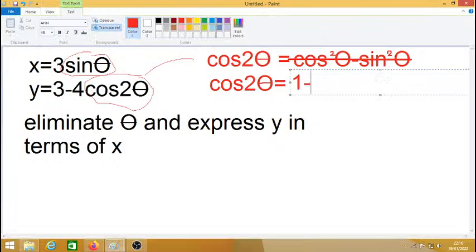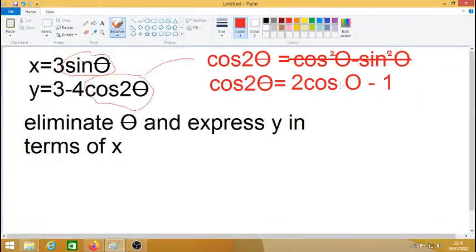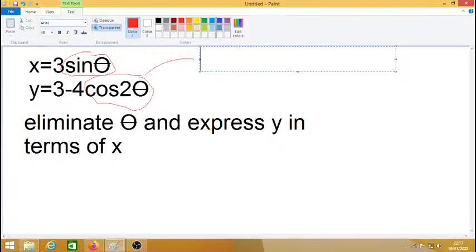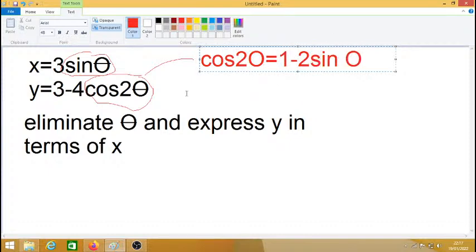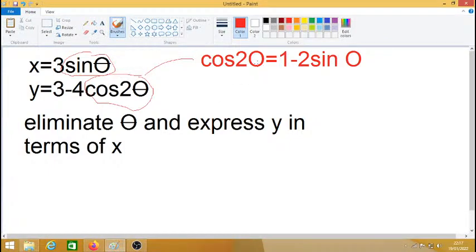The next one we learned was cos 2 theta is equal to 2 cos squared theta minus 1. That one doesn't look like it's going to work because it doesn't have sine in it at all. So let's cross that one out. And that means the one we really want to pick is the third one. Can you remember the third one? Cos 2 theta is equal to 1 minus 2 sine squared theta. So that's the most promising one because it's got sine theta, which matches this sine theta.